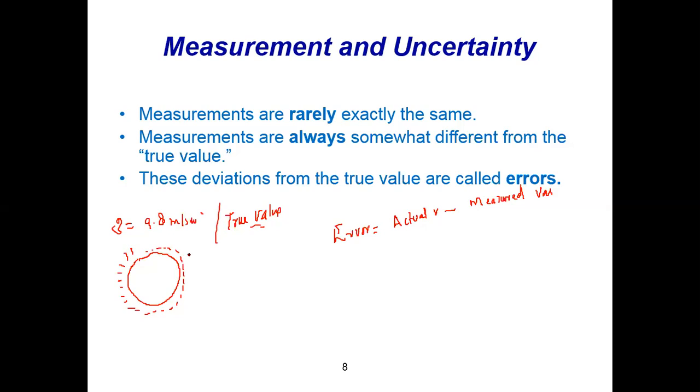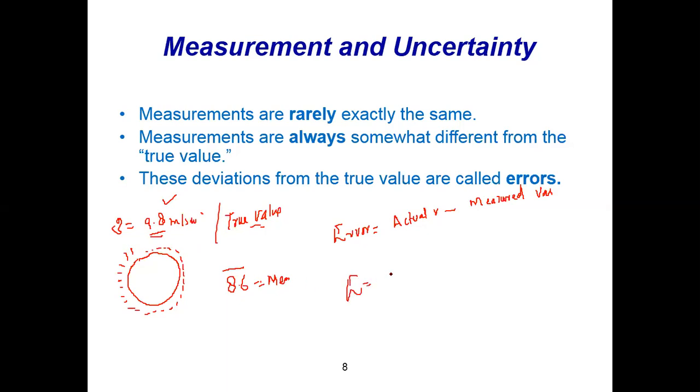For example, we are finding the value of G. We receive data, let's suppose 8.6. This is our measured value. Then there is error, because the actual true value is 9.8. So we receive 8.6, correct? What is the error there?